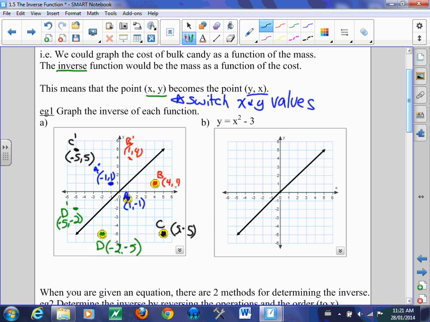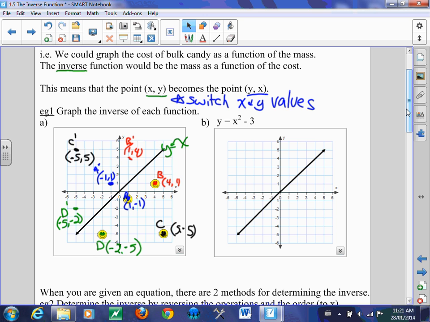What you should notice, ladies and gentlemen, is with all of these, it creates a mirror image about y equals x. Okay? So notice there's a mirror image there. That's a good thing when you're plotting points. It's easy to see. Now, we can graph the function and do the inverse of it as well.